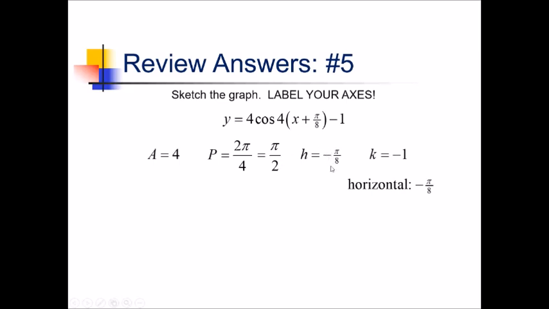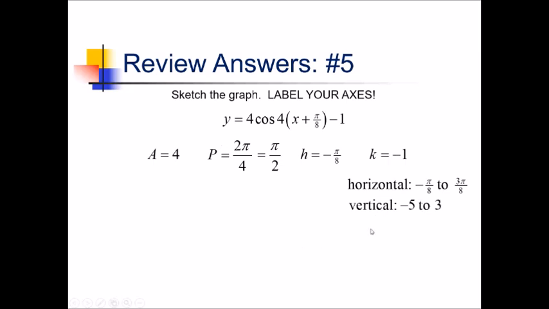So negative pi over 8 plus pi over 2. Well, pi over 2 is really like having 4 pi over 8. So negative 1 pi over 8 plus 4 pi over 8 gives me 3 pi over 8. Now for the vertical, I need to go from k minus the amplitude to k plus the amplitude. So we have negative 1 minus 4 is negative 5. And then negative 1 plus 4 is going to give me positive 3.